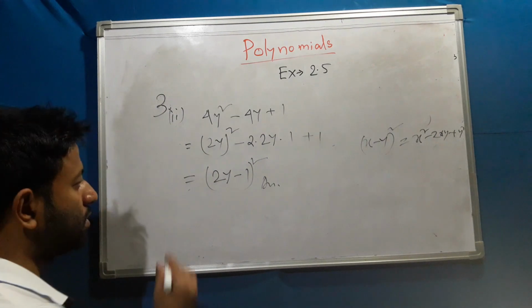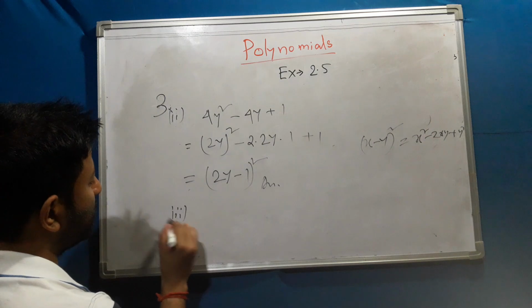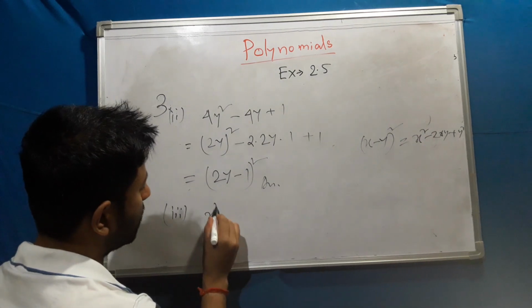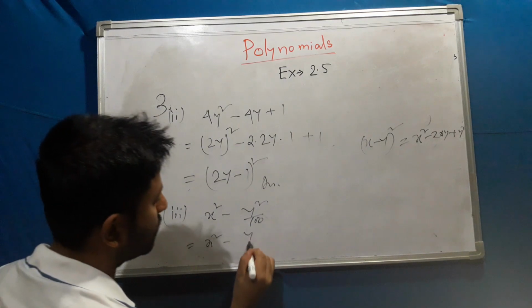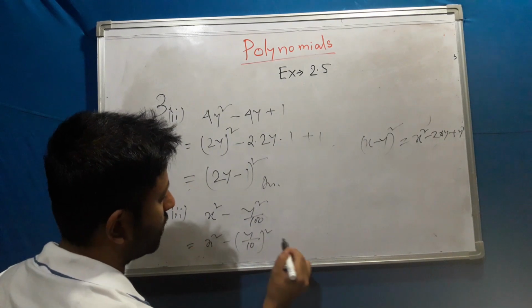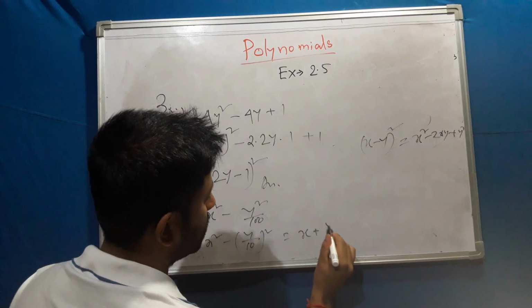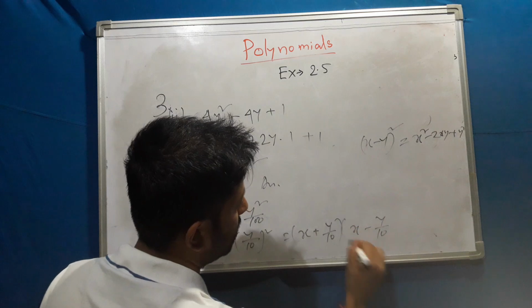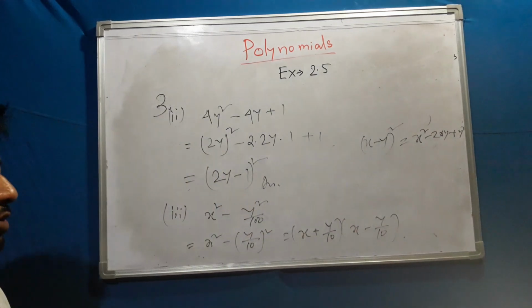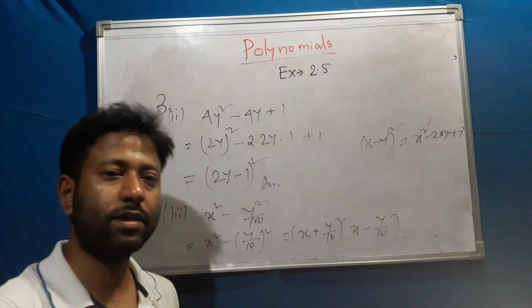The third one, okay, the third one I'm doing first. x square minus y square by 100. I can write x square minus y by 10 whole square. This I can write as x plus y by 10 and this I can write as x minus y by 10.